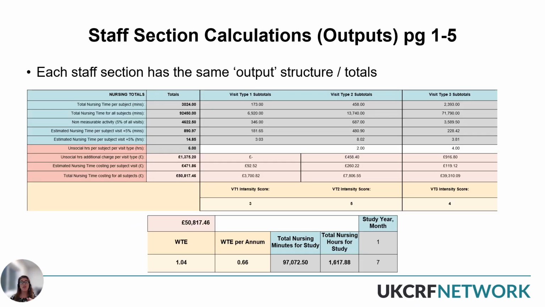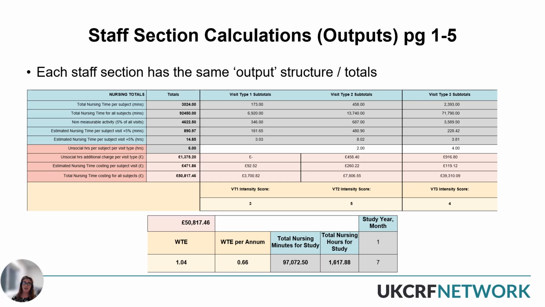At the bottom of each of the different staff sections on pages 1 to 5, you will see we've got the blue, coral and yellow section here. Now this is giving us our staff totals for that specific group of staff. This is going to tell us what that staff time is in minutes or hours to complete that visit type, both for an individual patient and for all of the patients included on that page.